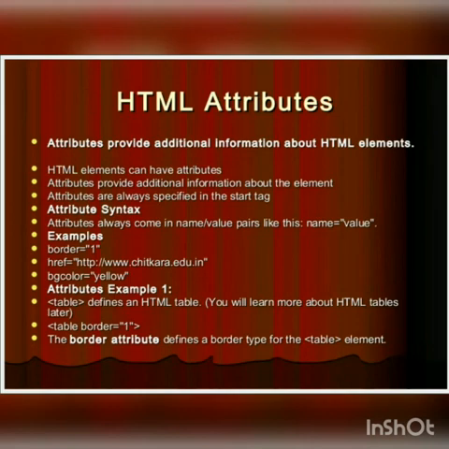Next, HTML attributes. They provide additional information about HTML elements. It's always specified in the start tag. The attribute is defined in the start tag, so the syntax is name equal to value. Here, bgcolor, href, border are some examples of attributes. Here, the border attribute in the table tag is described with an example. More HTML table tags we can learn later. The attribute border is an attribute of the table element in the table tag.